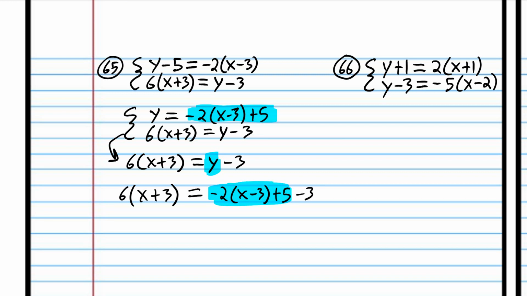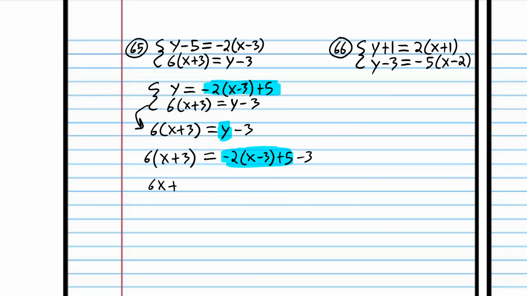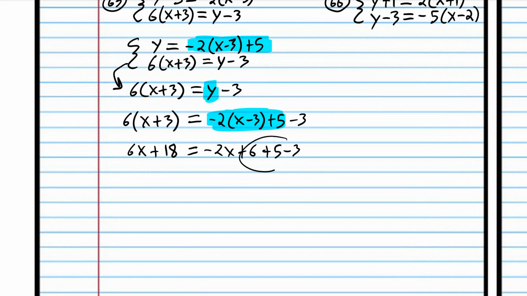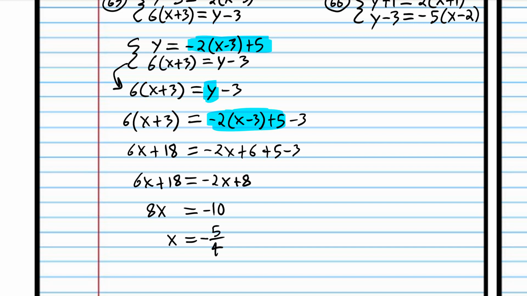All right, so now we have an equation with parentheses. We just have to solve the equation. We got 6x plus 18 is equal to negative 2x plus 6 plus 5 minus 3. I'm going to simplify all this, and we get 8. And then I'm going to add 2x to both sides. We get 8x. Subtract 18 from both sides. We get negative 10. And then we're going to divide both sides by 8. And we get negative 5 over 4.